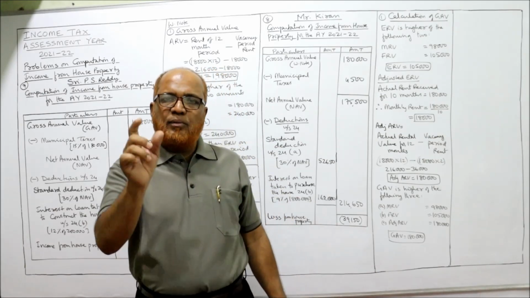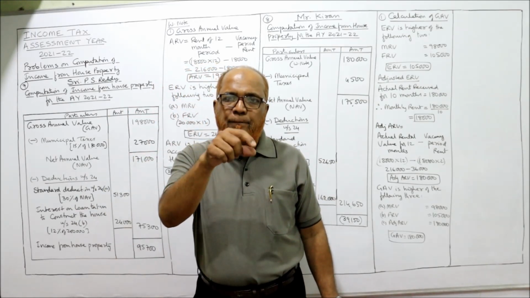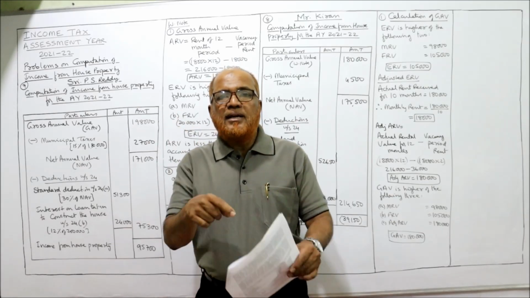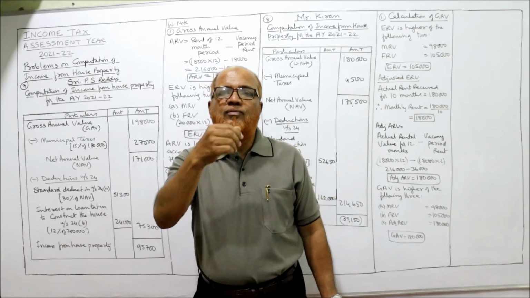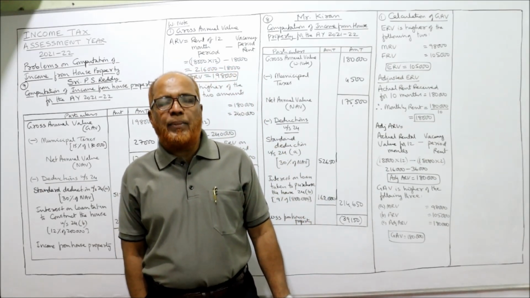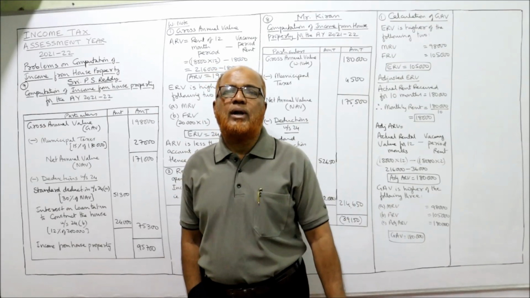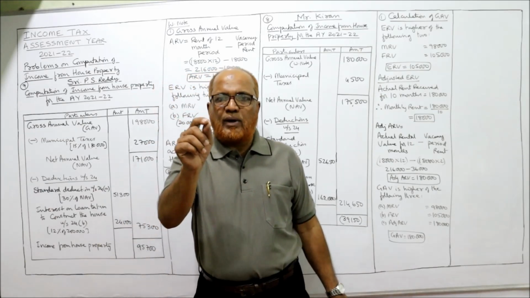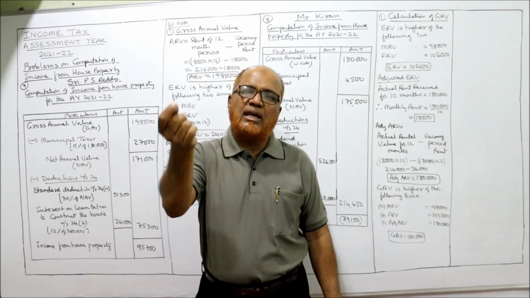There is a difference between municipal taxes and interest on loan. Municipal taxes, if paid, will be allowed. If due, not allowed. But in case of interest on loan, whether paid or due, both will be allowed as deduction. So even if Mr. Kiran has not paid the interest on loan, still interest on loan will be allowed as deduction. So in the working note you should write, and in the notebook also you write whatever I am saying, that interest on loan will be allowed as deduction even if it is not paid.